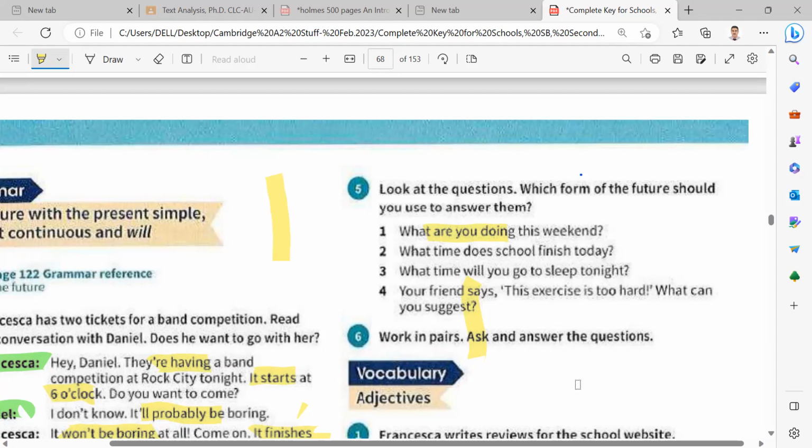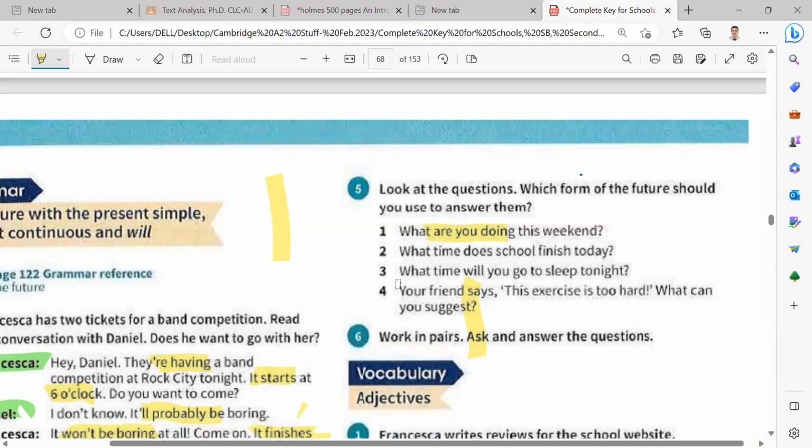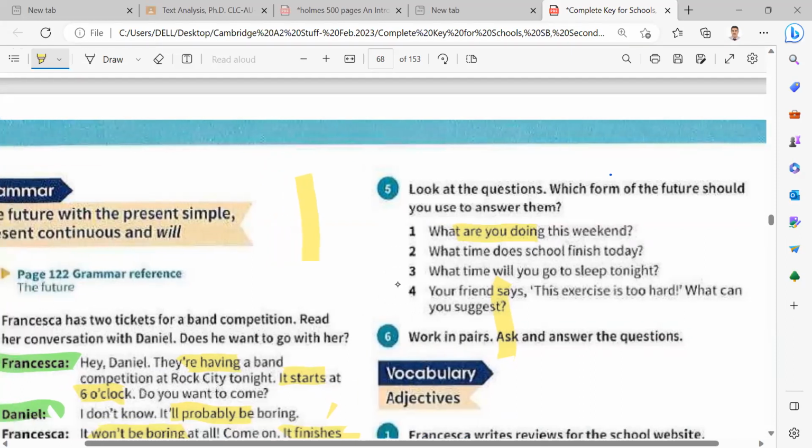Or what time do you finish your work this week? I finish work at 3, for example, 3 o'clock. Okay, I finish. Don't say I will finish. No, I finish. Why? Because this is your regular time. Then what time will you go to sleep tonight?